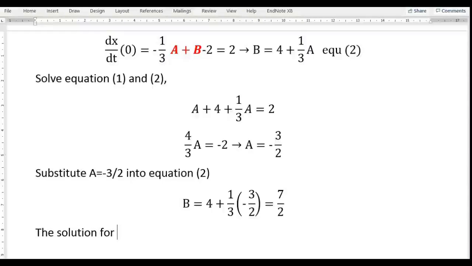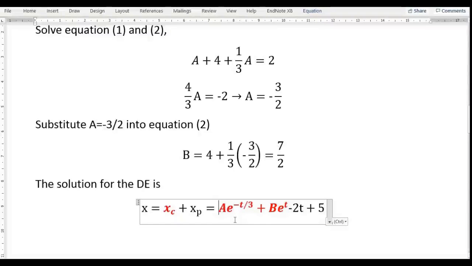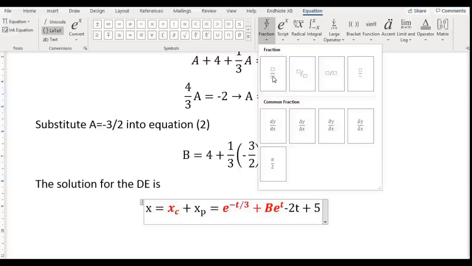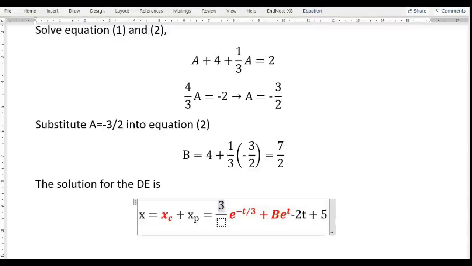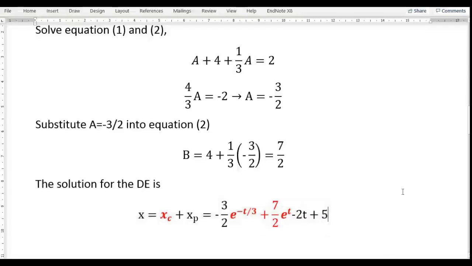Solution for the DE: we already know the value of a, which is minus 3 over 2. So we replace this with minus 3 over 2. Don't forget the minus sign. And b is 7 over 2. So this is our final solution.